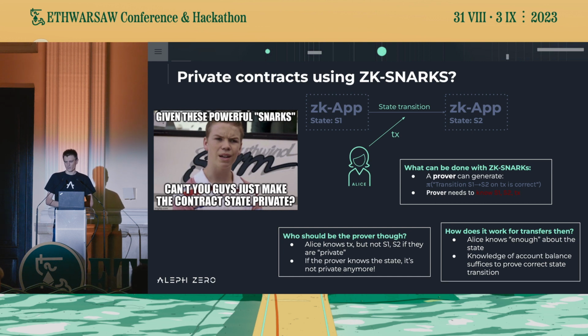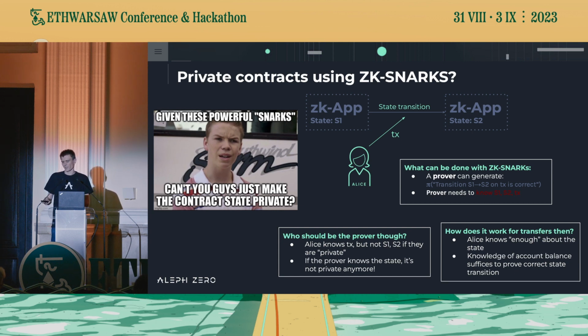So what happens on chain when you make a transaction to a particular contract? Imagine this imaginary ZK contract, which has the state hidden using SNARKs. There is a state S1, the transaction happens, and the state changes to a state S2, right? So how can we realize such a contract with a private state using SNARKs? We would need a prover who will generate a SNARK that the transition that happened is actually correct.